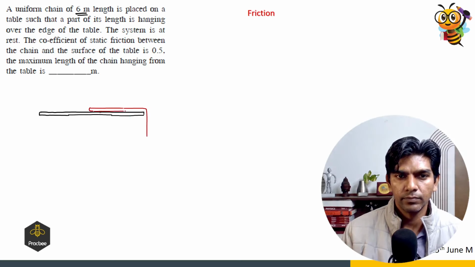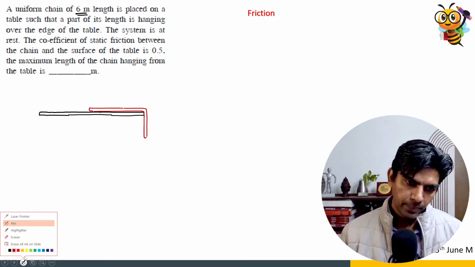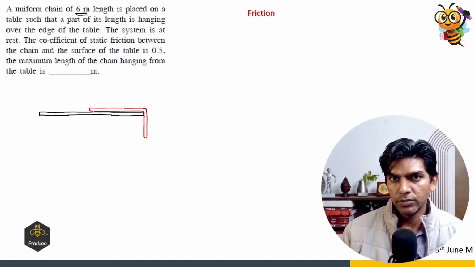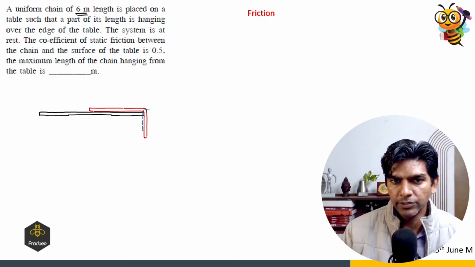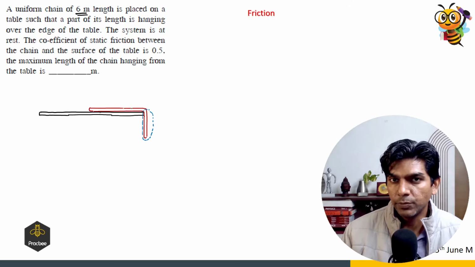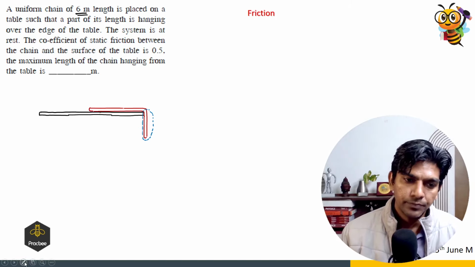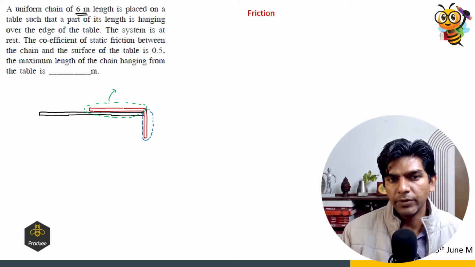Something like this. Right, so in this case, which agent is responsible for this chain to slide down? It is the gravitational force experienced by the hanging part. Now the gravitational force experienced by the hanging part should balance the limiting frictional force experienced by the part which is on the table. So let me just highlight the part on the table. So this part. So we'll find the limiting frictional force experienced by this part on the table and equate that with the weight of the hanging part.